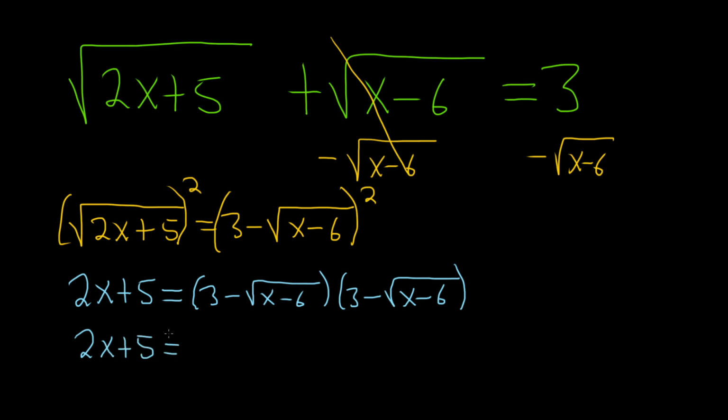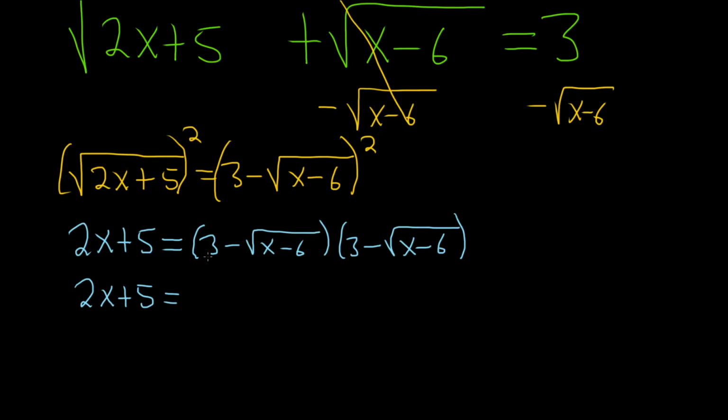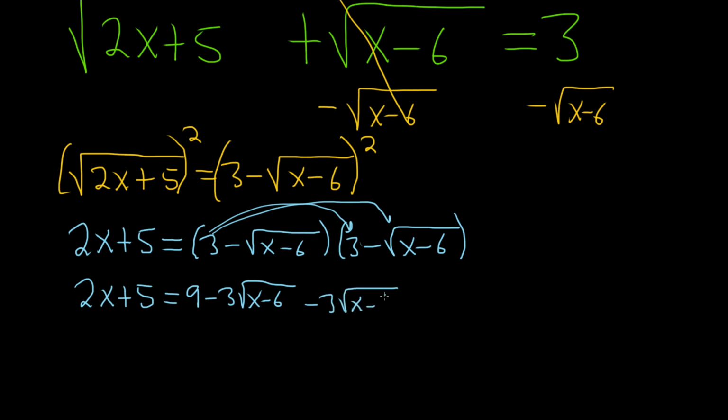Here on the right-hand side, we can just distribute. We take the 3 and multiply it by both of these, and then take the square root and multiply it by both of these. So 3 times 3 is 9, and then 3 times this would be minus 3 square root x minus 6. It's really FOIL: first, outside, inside, and then last. Maybe that's why it's called last. Negative and negative is positive, and the square root of x minus 6 times the square root of x minus 6 is just x minus 6. The square roots go away when you do that.